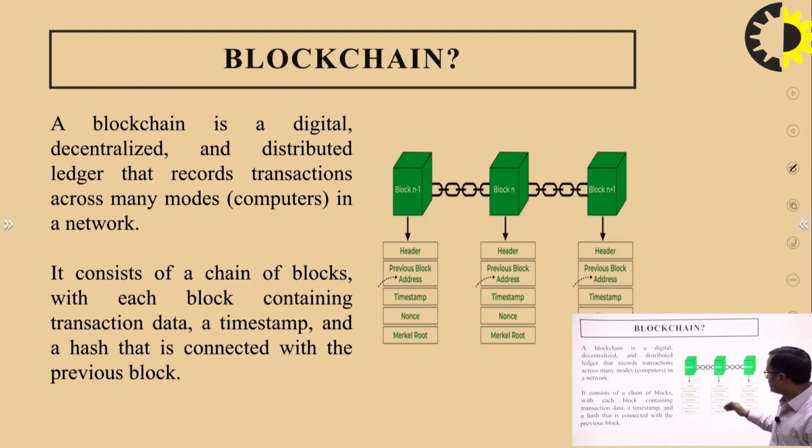If we see the structure of the block, each block may contain the header of the block, the address or the hash of its previous block, the timestamp, that means the creation time of this block, the nonce value, and the Merkle root. So this is the structure of one block. One block may contain a group of transactions and some other information.